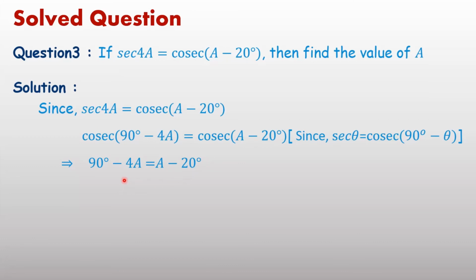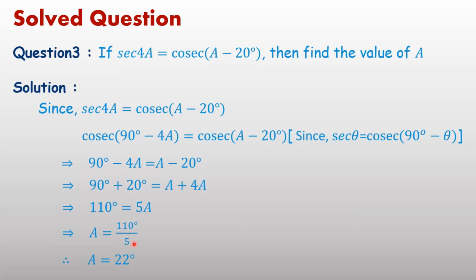Transferring 20 to the left side, 90 plus 20 equals A plus 4A. Transferring 4A to the right side, 90 plus 20 equals 110, so 110 degrees equals 5A. Dividing by 5 on both sides, A equals 110 upon 5, or A equals 22 degrees. In this pattern we can find the value of A. One more question.